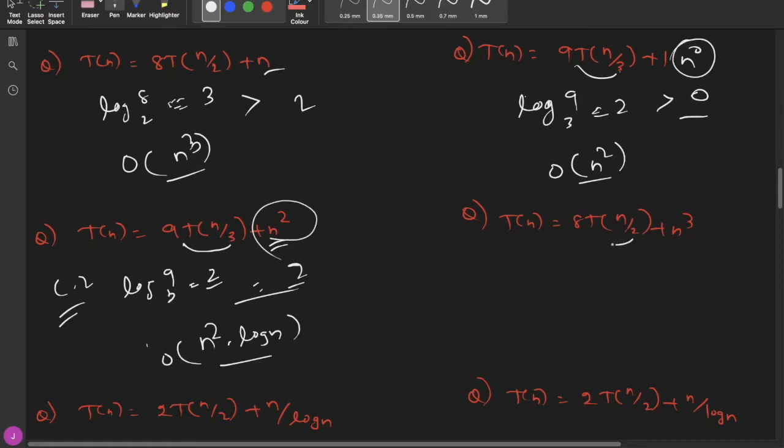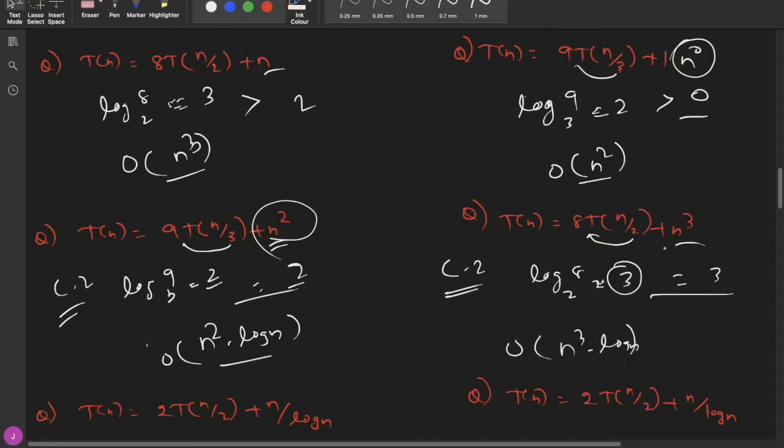Here the value of log a base b is 3 and the k value is also 3, both are equal. So case 2 arises. In case 2 we will just multiply a log n to the right side. हम ज्यादा लोग ऐड करेंगे right side में ताकि वो जीत जाए.